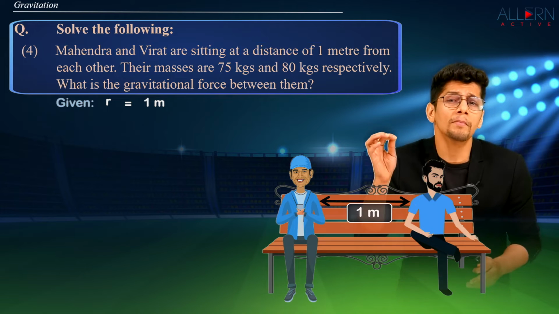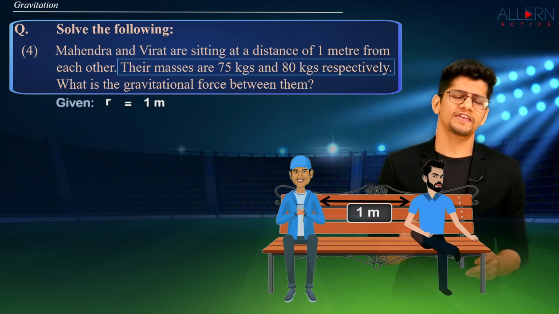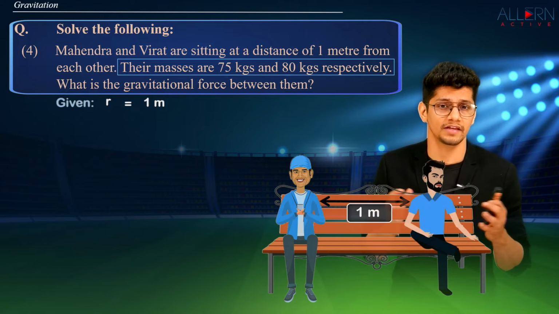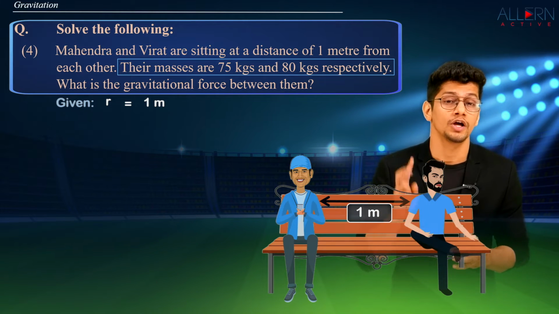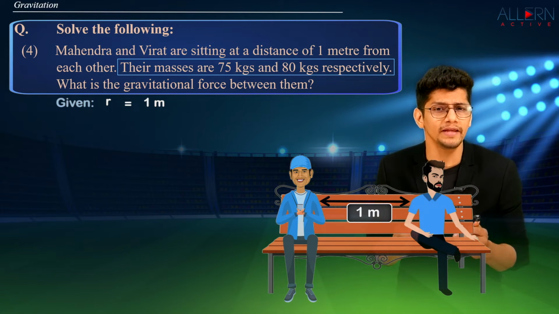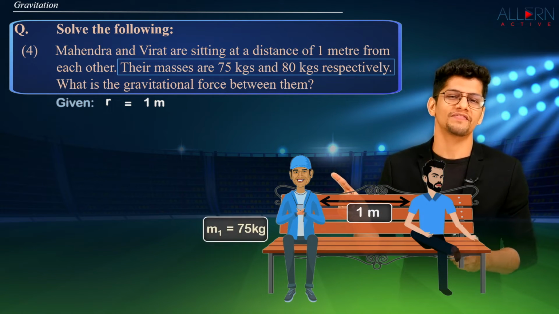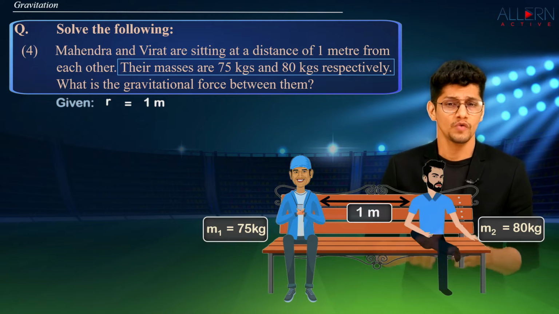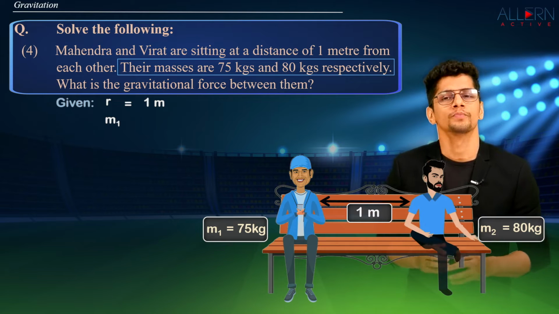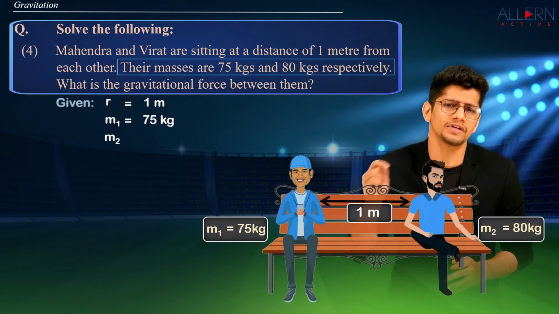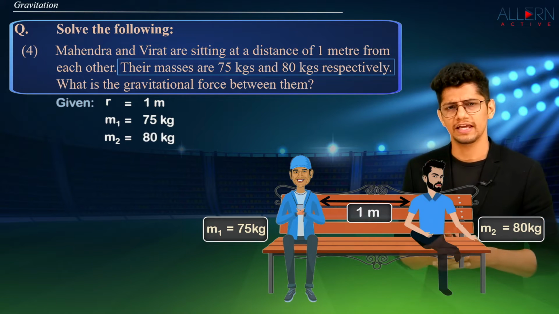Now, we know their masses are 75 kgs and 80 kgs respectively. That means masses are given. How many objects do we have? 2. 1 and 2. So, what would their symbol be? M1 is equal to 75 kg, M2 is equal to 80 kg, right? So, we have masses M1 and M2. M1 is given to us, that is 75 kg, M2 is given to us, that is equal to 80 kg.